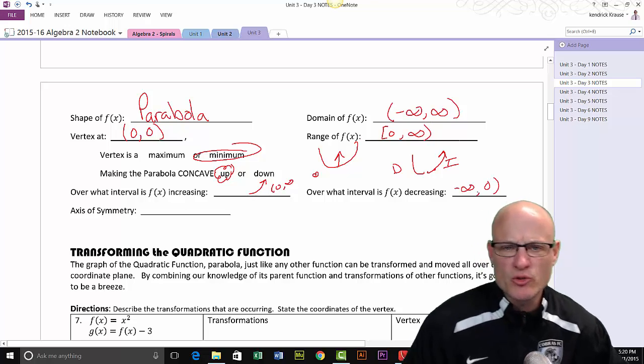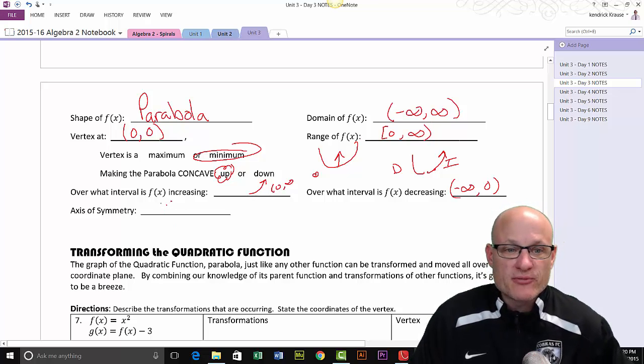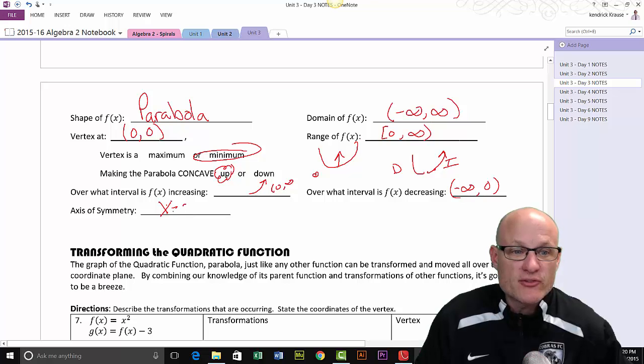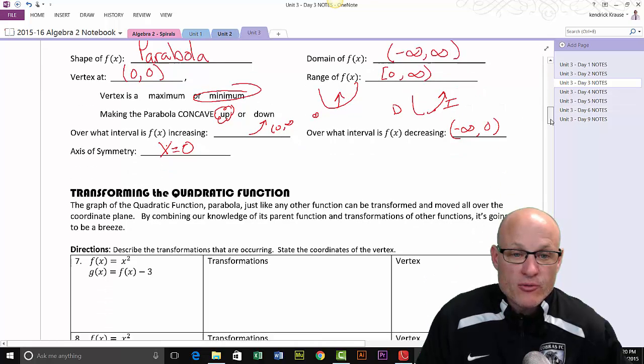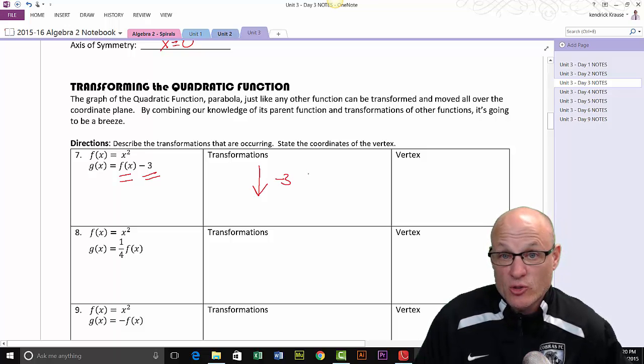All right, so what we're going to do is we're going to take a look at these quadratic functions, and we're going to look to see what the transformation was. So in this case, we took f of x and we went down 3. So it goes down 3. So it's a translation. Translation down 3. And the new vertex, instead of it being 0, 0, since we're going down, that's going to change the y value. It's 0, negative 3.